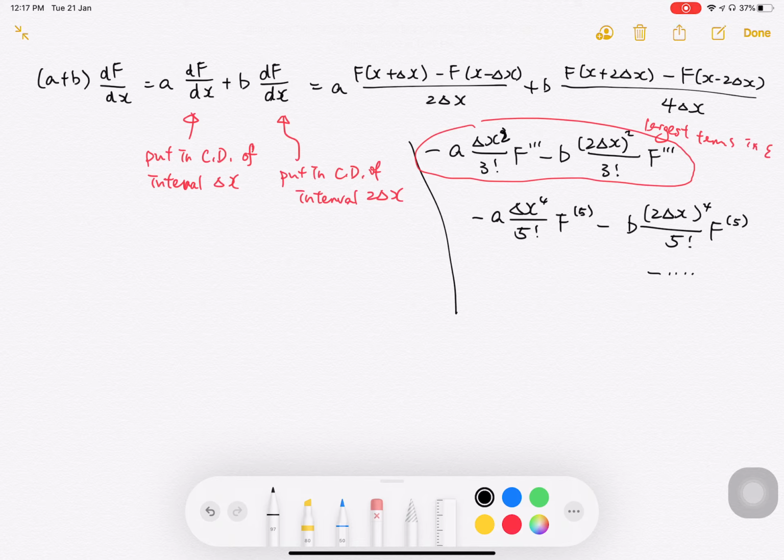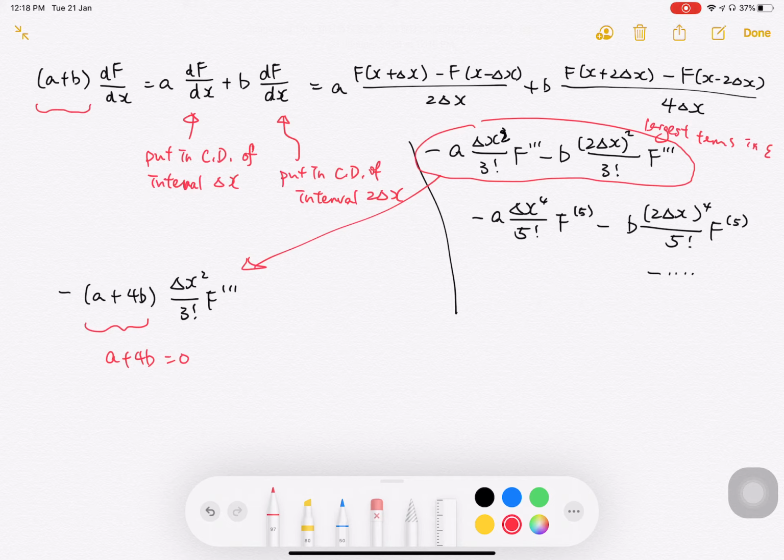We can just rewrite this term first. Actually, if we rewrite this, it would be like this. Okay, if we want to remove this, we want to set this to 0, right? And in here, you know that a plus b should be 1.